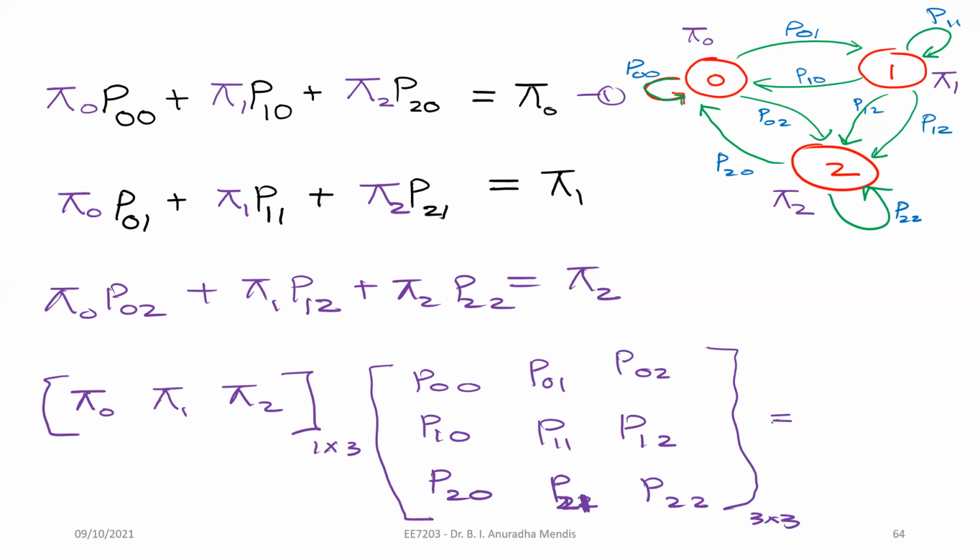What you will get again is phi naught, phi 1, phi 2, a 1 by 3 matrix. Is there any unclear point here? This is just matrix multiplication. If you multiply this one and this one, you will get these three equations.